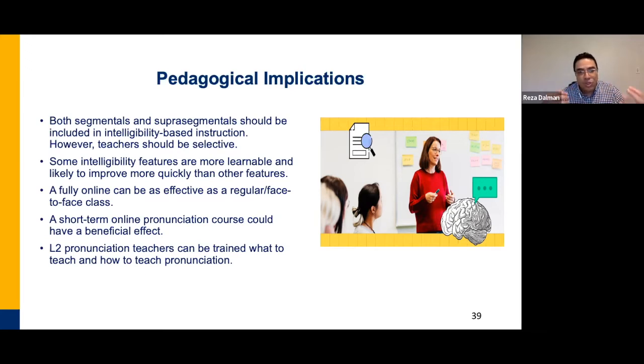they can provide some training programs for L2 pronunciation teachers and provide them with this information regarding what features are important and matter for intelligibility and comprehensibility, and how to prioritize those features and how to teach them.